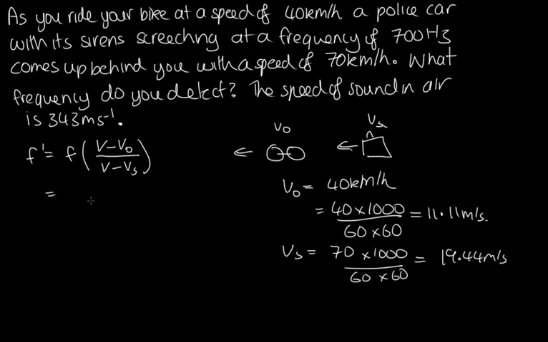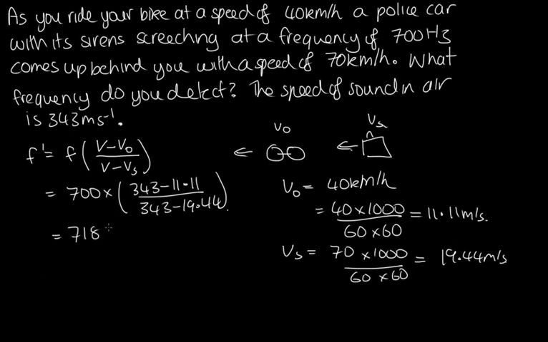So we have that this is equal to 700 times (343 - 11.11) over (343 - 19.44). And solving this on the calculator, we end up with 718 Hz. Now you could extend the question and ask, what would happen once the police car had overtaken you, and can you work out the frequency then? So how about you have a go at that on your own?